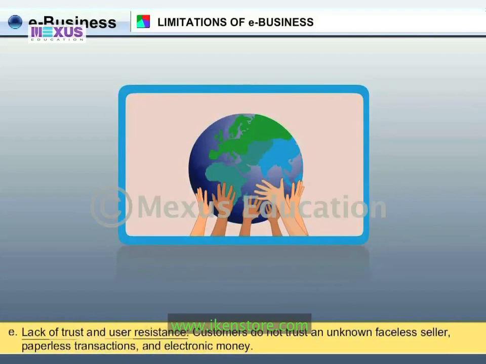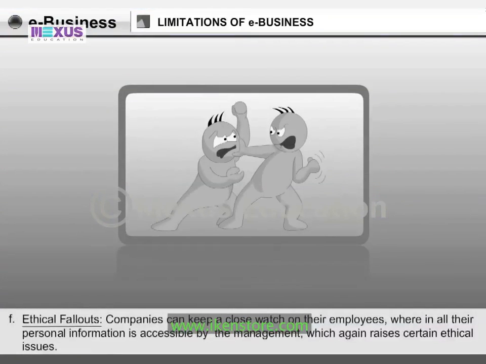E. Lack of trust and user resistance. Customers do not trust an unknown faceless seller, paperless transactions, and electronic money. F. Ethical fallouts. Companies can keep a close watch on their employees, wherein all their personal information is accessible by the management, which again raises certain ethical issues.